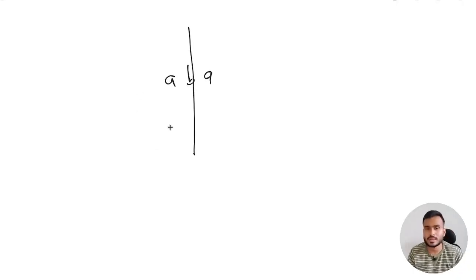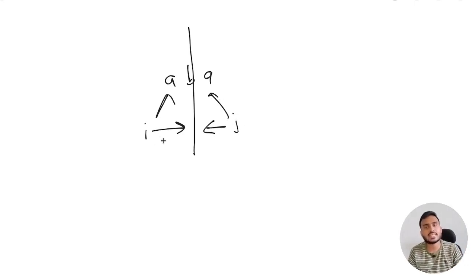Let's say this is my string ABA. We are just dividing the string into two parts. From here I is starting, from here j is starting. I will go in this direction, j will go in this direction. So j is coming in reverse direction and I is going in forward direction, and then we are just comparing the elements. That's it, what we are doing.